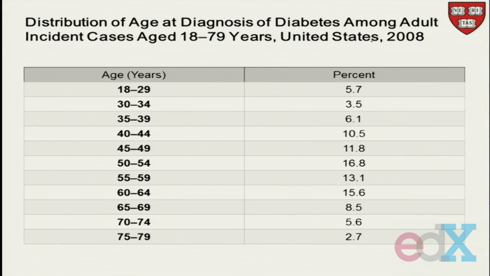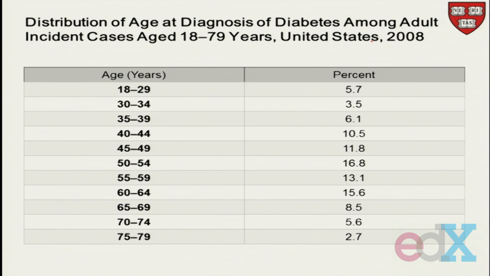Now, we can also create a bar chart, if you will, from a continuous variate. So here is an example of the distribution of age at diagnosis of diabetes amongst incident cases. That means who were diagnosed in the last year. And this was in the United States in 2008.